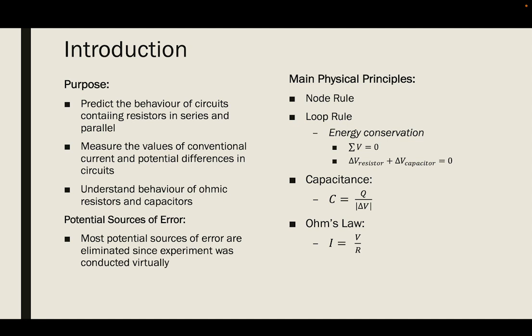The two main rules are the node rule and the loop rule. We can also call them current and energy conservation respectively. Also, I used this formula to calculate capacitance in a capacitor and Ohm's law to determine current.